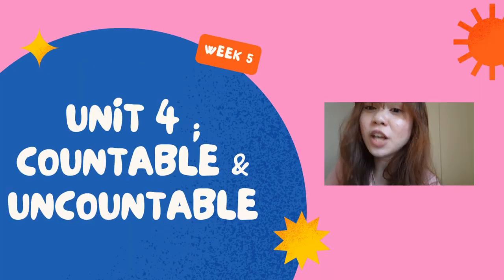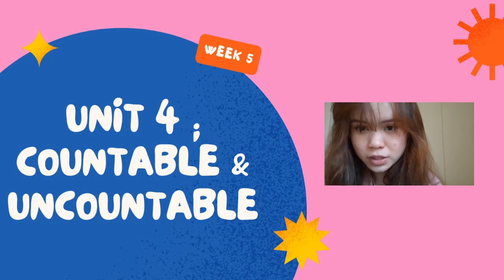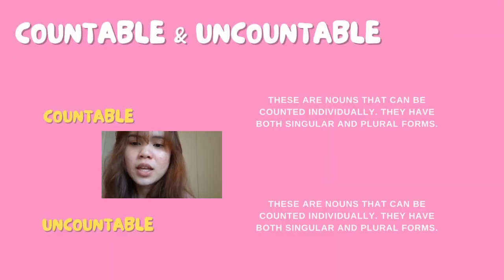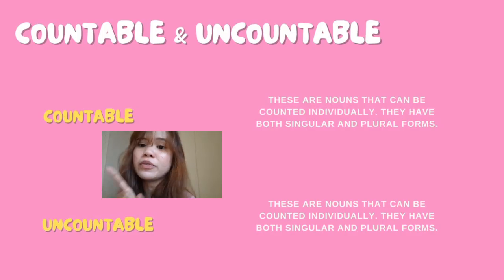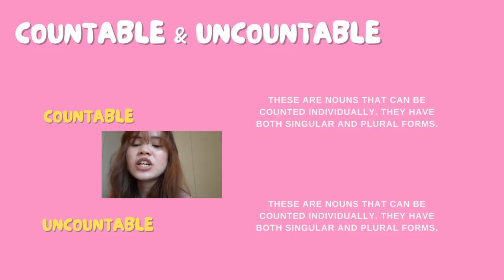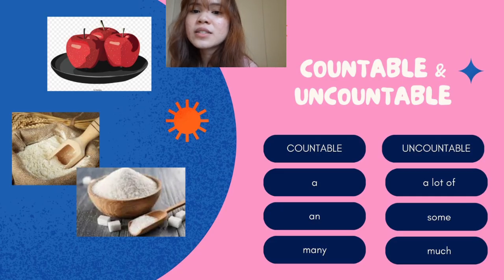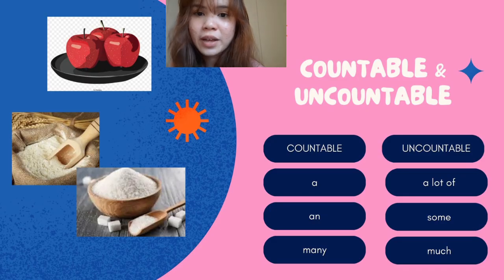To begin, let's talk about countable and uncountable nouns. Countable nouns are things we can count individually, like apple, which can be one apple or two apples. Meanwhile, uncountable nouns refer to things that cannot be counted individually, such as flour or sugar. These nouns do not have plural forms. Here are some examples to clarify.